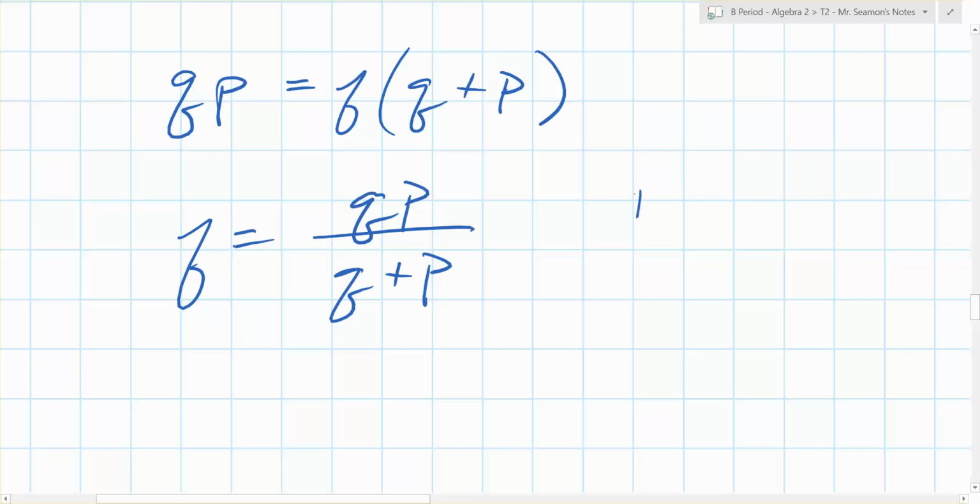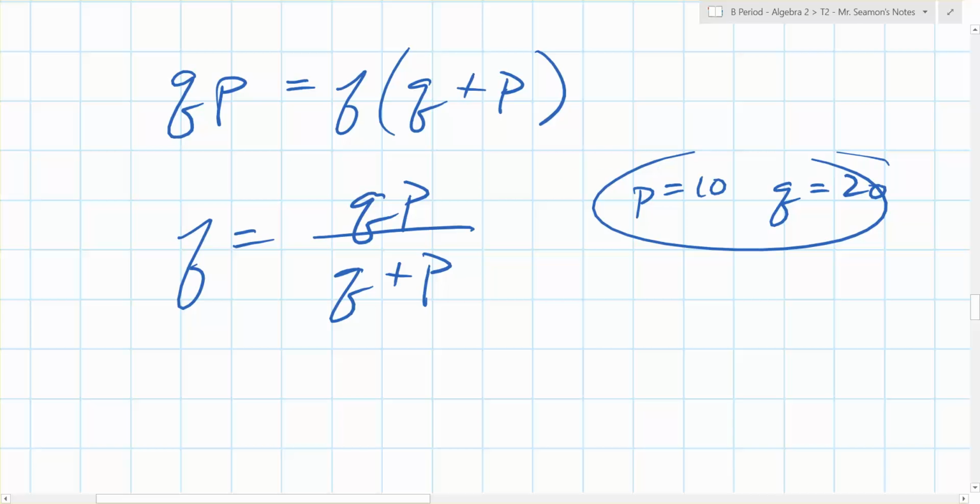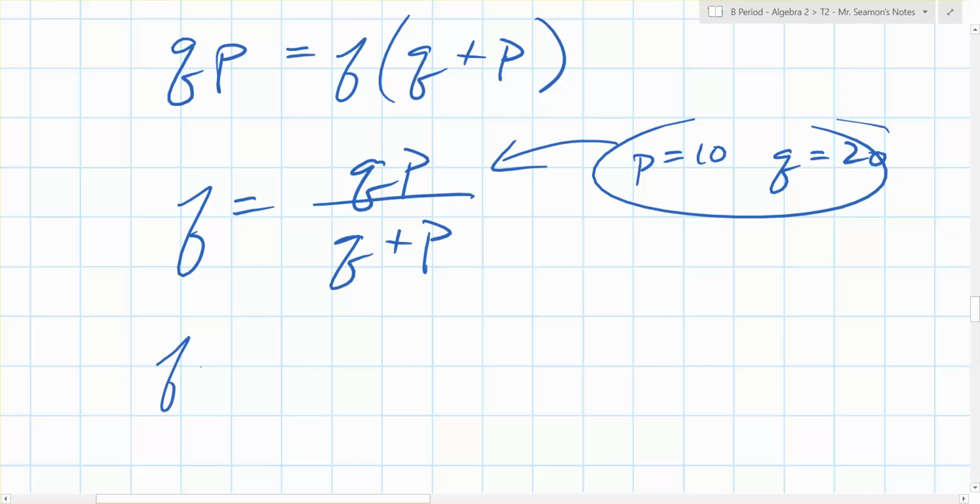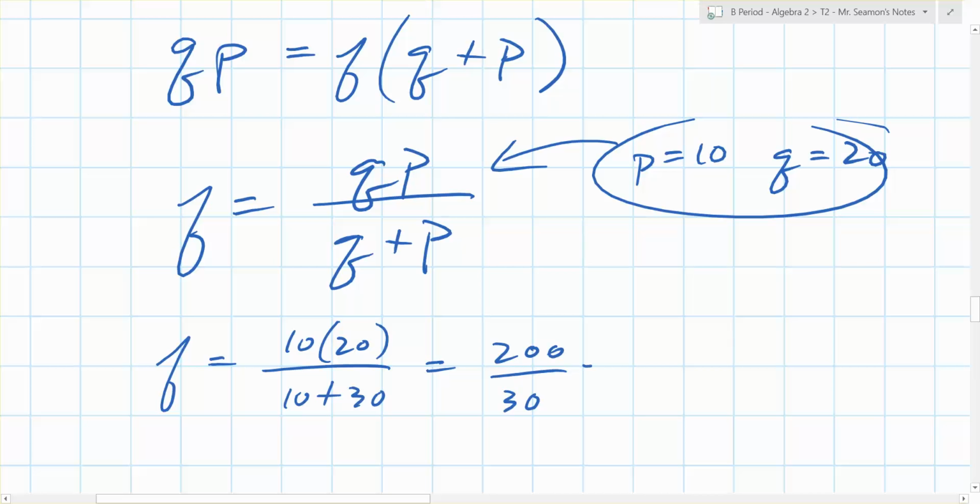So what were our initial values before? P equals 10 and Q equals 20. If we plug them in, what do we get? We end up with 200 over 30, which is 20 over 3. Let's cross the zeros out. Should we end up with the same thing?